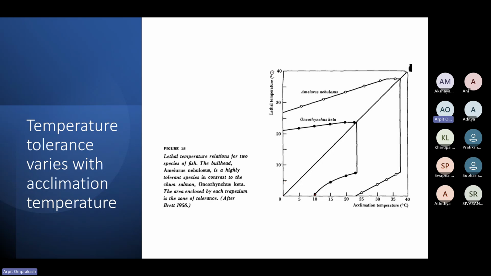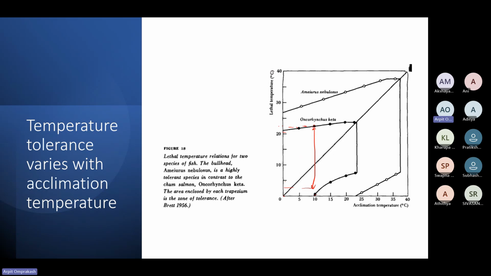At 0 degrees Celsius, it's lethal for the fish. So these are two species of fish, right? The 0 degree is lethal for the fish, and again at the higher temperature, around 20 something, temperatures above that are also lethal. So this is the range at which it is functioning better, from this temperature to this temperature.